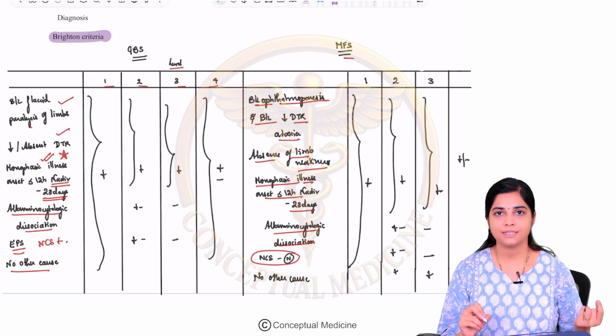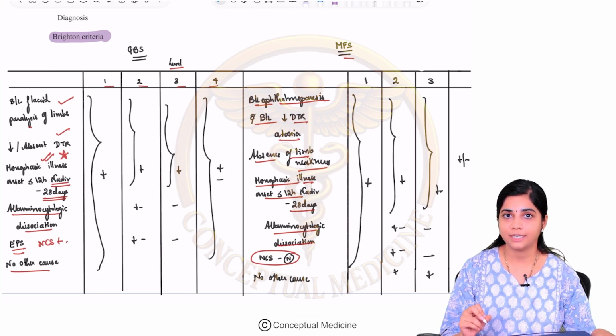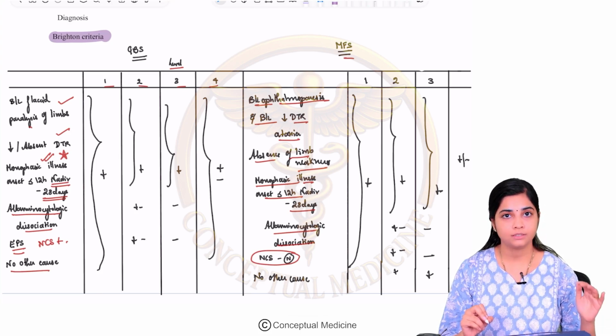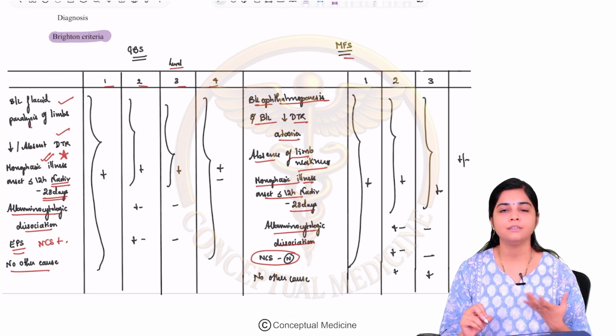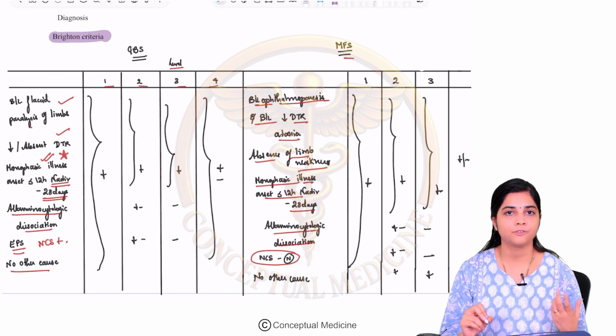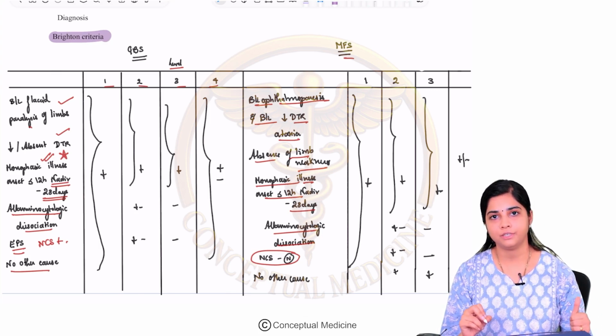Okay. So if all the criteria are met, level 1. If lab criteria are equivocal, level 2. If lab criteria are negative and all the clinical criteria are met, then it is level 3. Okay. And if all are not fitting in, then you may have a diagnosis of Miller-Fisher, but it is not confirmed. So this is your Brighton criteria for diagnosis of GB syndrome and Miller-Fisher syndrome.